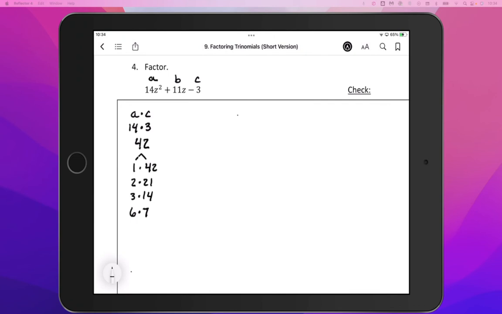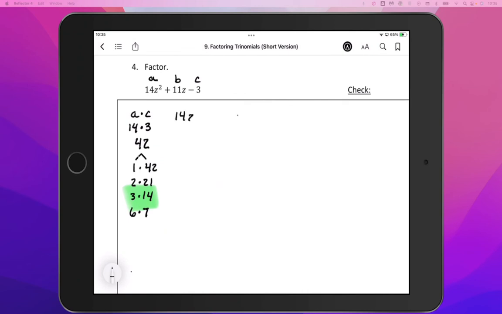Now what we need to be looking for is a pair of factors that when we add or subtract them will give us this middle term, which is 11. And so let's go searching for that. We have 1 and 42. That would make 41 or 43. That's not what we need. We have 2 and 21. That would make 19 or 23. We need 11. We have 3 and 14. And 14 minus 3 is 11. So we're going to use a positive 14 and a negative 3.